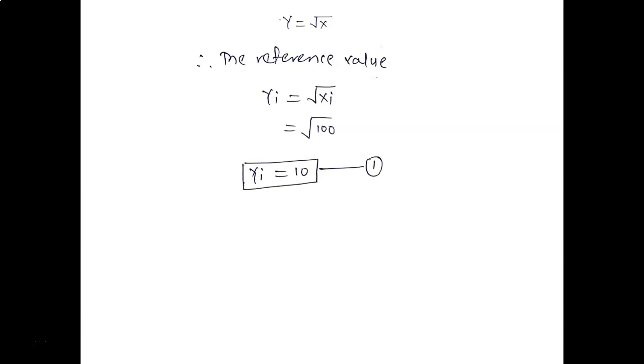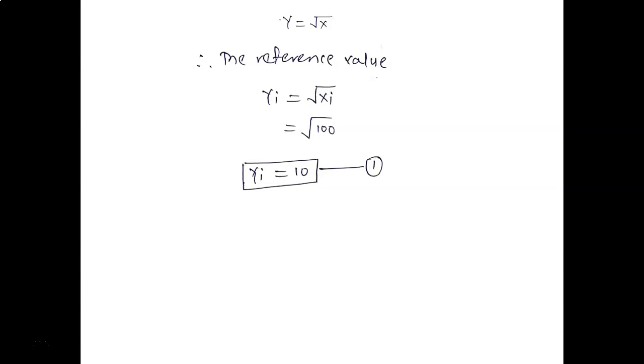Therefore, this is the first function, y is equal to root x. Therefore, the reference value, what is the reference value? That is at the point I. Therefore, yi is equal to root of xi. What is the value of xi? Therefore, yi is equal to root of 100. Therefore, yi is equal to 10. That is equation 1.